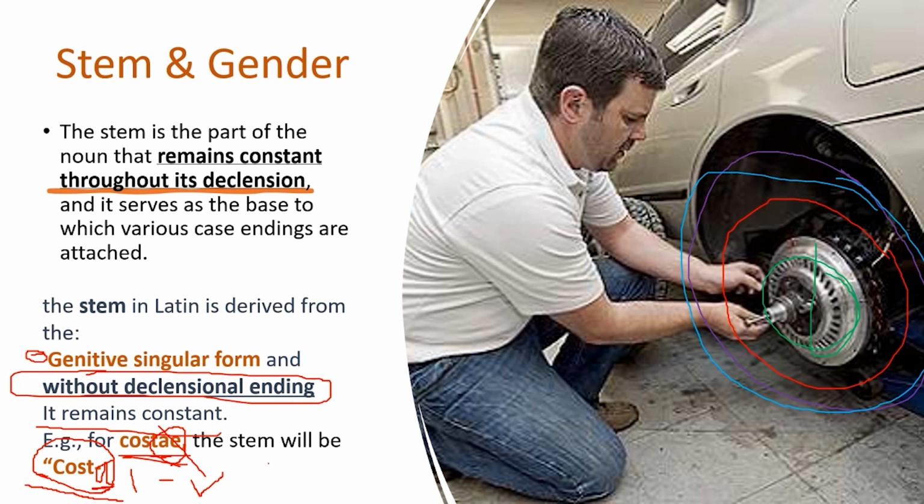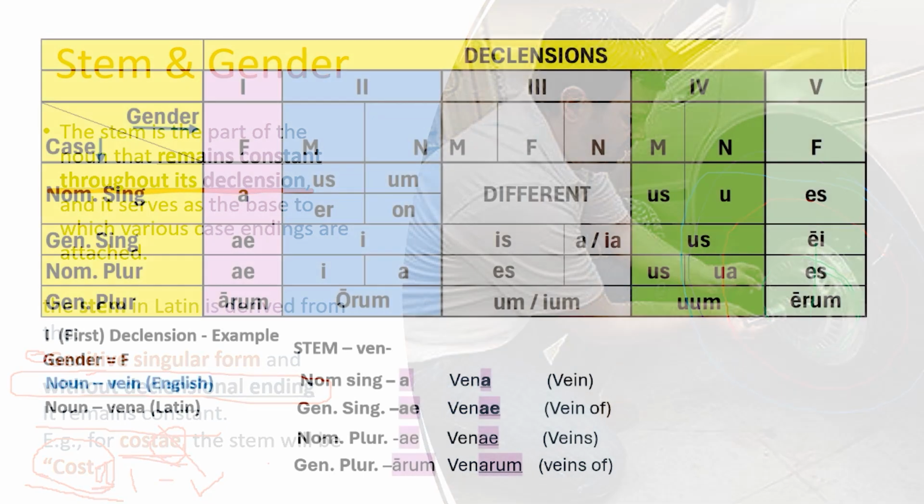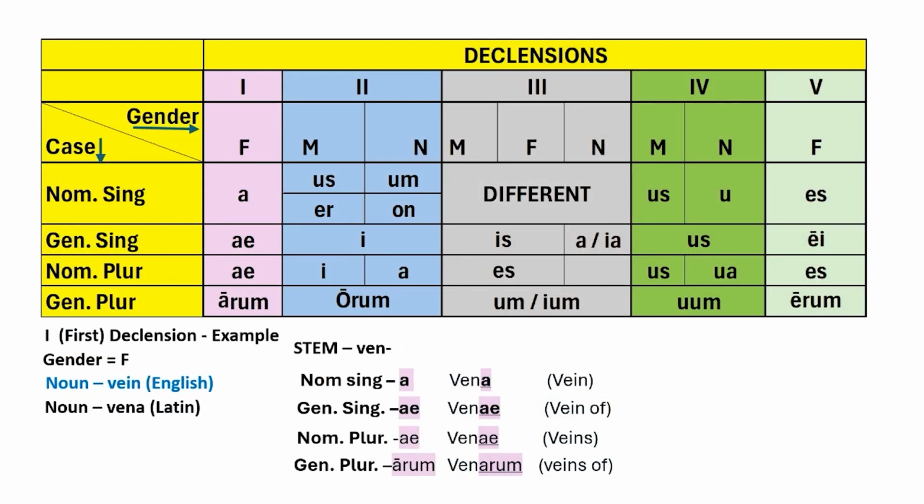So there are exceptions. We do not need to worry because we are not focused on the spoken language, we are just focused on the anatomical terminology. So this is important in regards to stem and gender. Now let us see about the declensions. As you can see on this colorful table, I have made it colorful so that it is easy to remember.